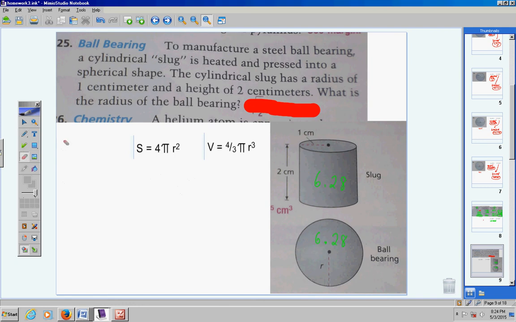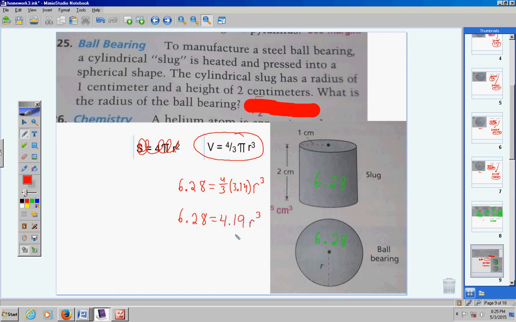Got it? So now, I don't need this right here, but I do need this. This is the formula for the volume of a sphere. So where the volume is V, I can put 6.28 equals 4/3 times 3.14 times r cubed. Very quickly, students, I'm going to multiply 4/3 times 3.14, which gives me 4.19. So now I have 6.28 equals 4.19 r cubed. I multiplied these two to simplify. Now divide both sides by 4.19 and we should be doing just fine.